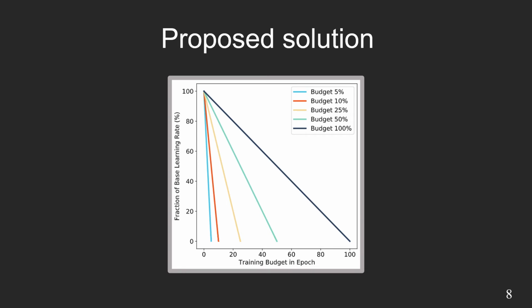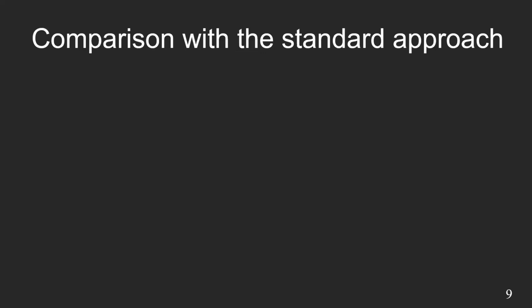From this perspective, we propose a simple solution, which is budget-aware schedule of linear decay. No matter the given budget, we always start with 100% of base learning rate and decay proportionally to 0 at the end of the training budget. The form of linear decay is historically used in simulated annealing, and we borrow it here for its simplicity.